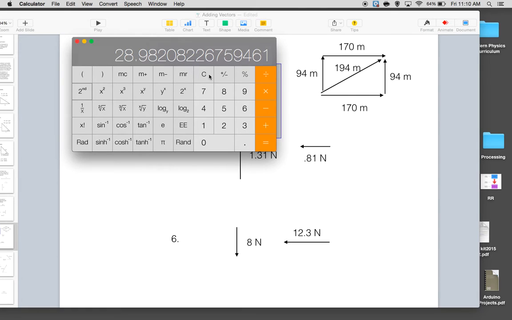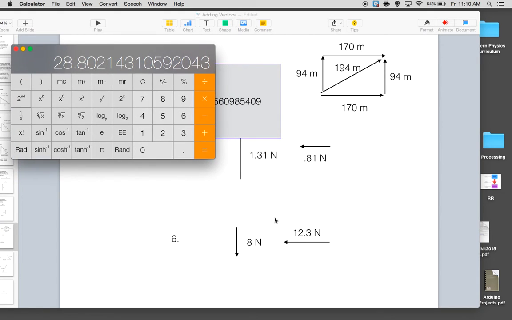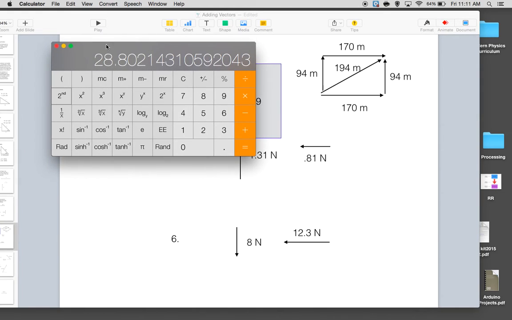If we want to solve this with cosine, we would use the 170, which is the x side of our triangle, and we would do 170 divided by 194, which gives us a different decimal. But when I do the inverse cosine, I get that 29 degrees back, right? So whether you use sine or cosine, you're still going to get the correct answer. With these problems down here, they're also perpendicular, so you use the same approach.